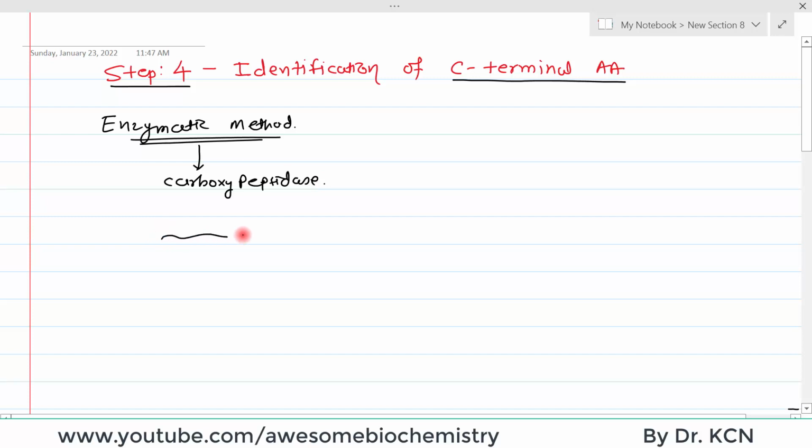So, suppose this is the polypeptide chain with its N-terminal and this C-terminal. As the name suggests, what will this carboxypeptidase do? It will remove the carboxy terminal amino acid. Once this carboxy terminal amino acid is removed, a new amino acid will be exposed on the C-terminal side. So, in the second cycle, this second amino acid will get removed. On the third cycle, this third amino acid will get removed. These amino acids are removed by the breaking down of the peptide bond.